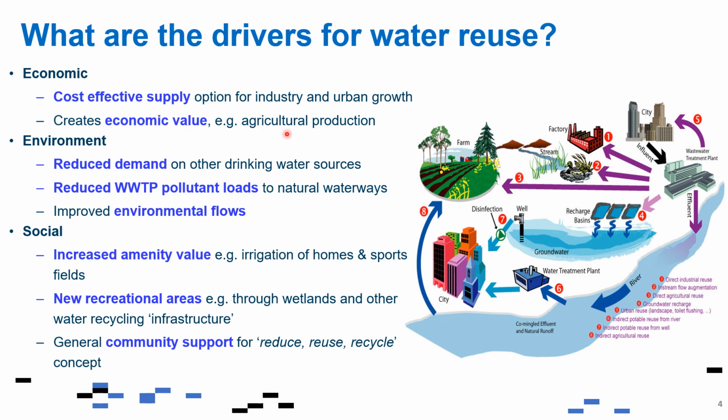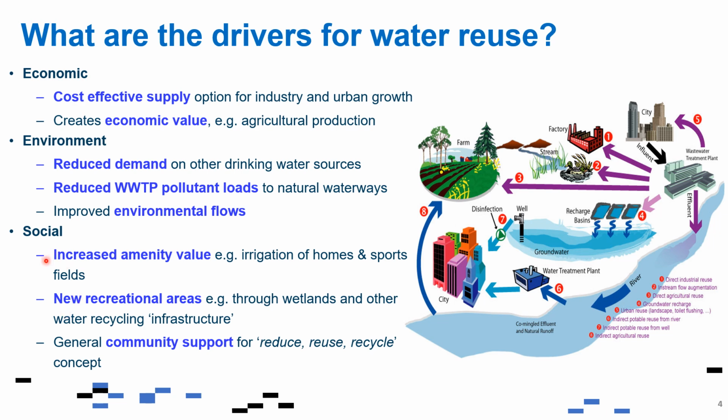There is economic value especially towards agriculture, because agriculture uses a lot of water. Instead of using high quality water for agriculture, water can now be produced depending on the quality that is needed for agriculture. The environmental driver, of course, is a reduced demand on the drinking water sources. As I mentioned, instead of using drinking water for other purposes, we can focus it just for drinking. The water coming from our wastewater treatment plant as reused water is reducing the demand for drinking water. It can also reduce wastewater treatment plant pollutant loads and improve our overall environmental flows, because of course we are treating the wastewater into a good quality.